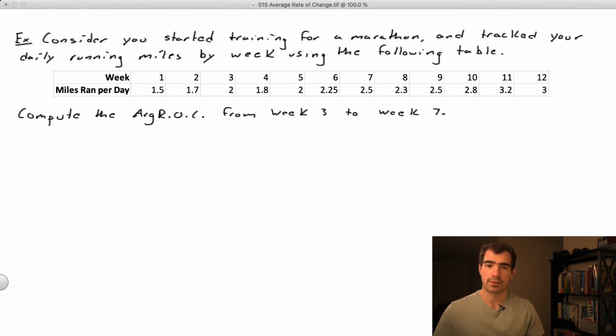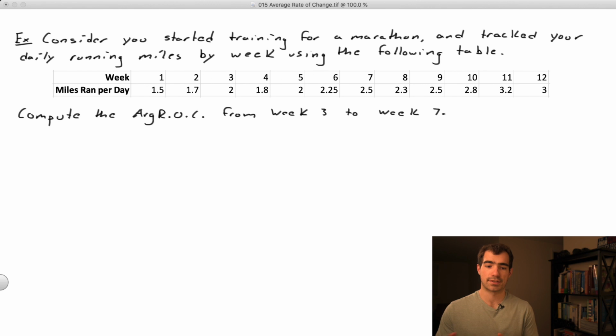Well, let's consider a practical example. Let's say that you started training for a marathon, and you were going out there every day and running some number of miles. To make sure that you were on track, you decided to track how many miles you were running each day for a given week over the course of a 12-week training plan. And so we have a table here which lists the week on the top row and the miles ran per day in the bottom row.